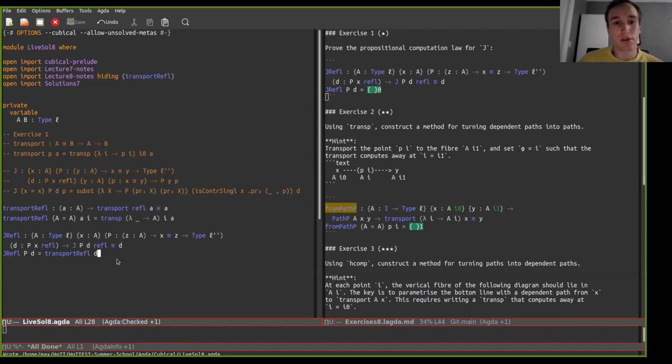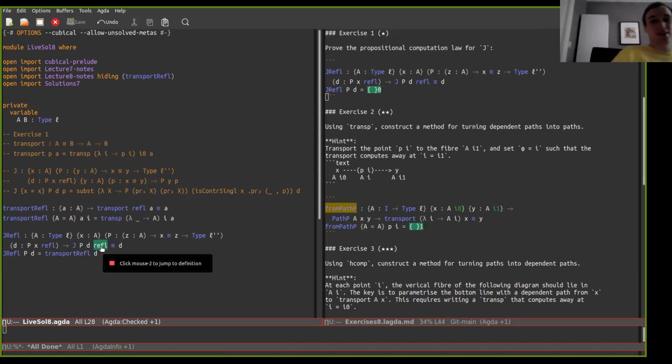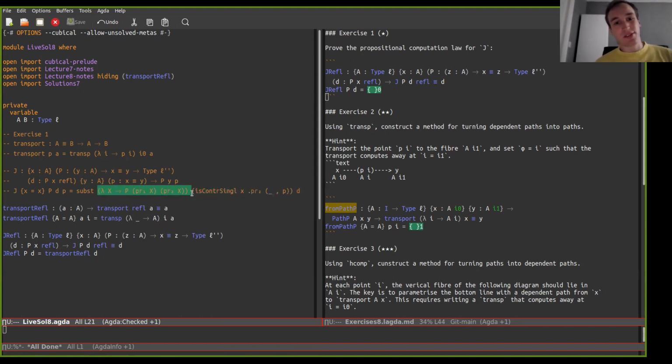Why does Raffle work? In transport Raffle, yes. My question is, why can we use transport Raffle in JRaffle? Why is the left-hand side equal to transport of Raffle there? It's not at all obvious to me. No, it's not at all obvious, but if you look at how subs is defined, subs is a transport and transport is a trans, and then everything actually computes to this constant family P X Raffle. If you write it out very carefully, you can see why it has to be that.